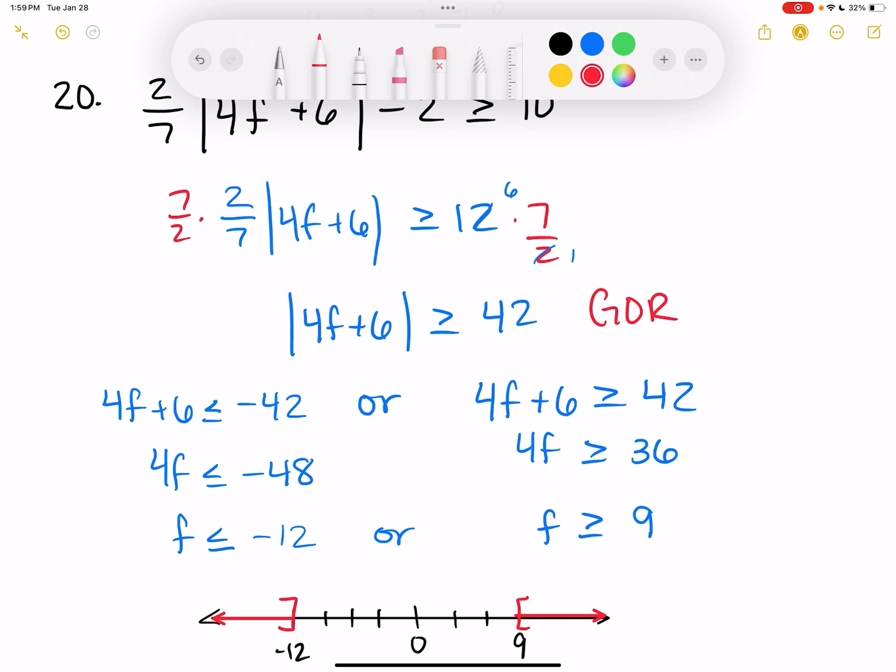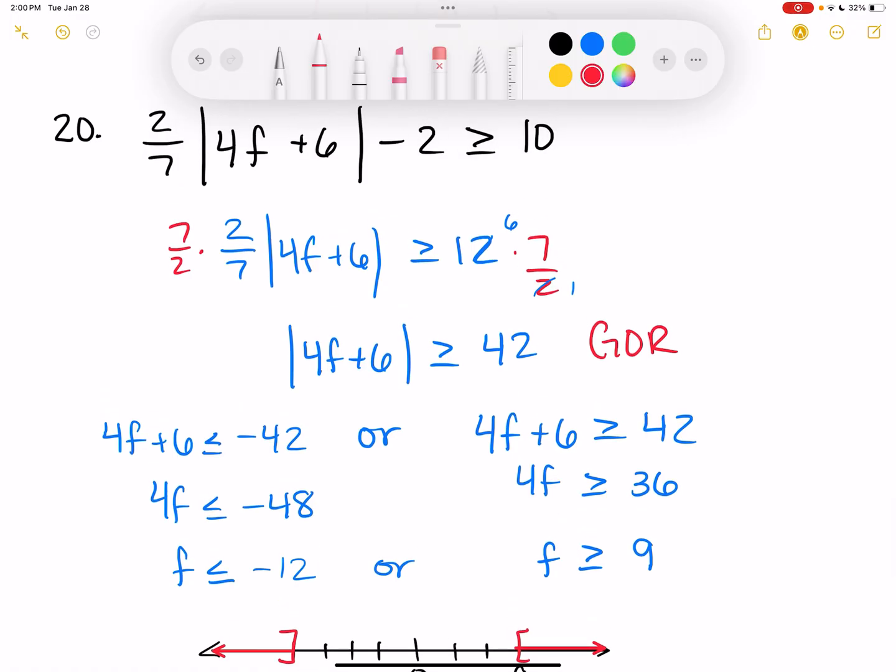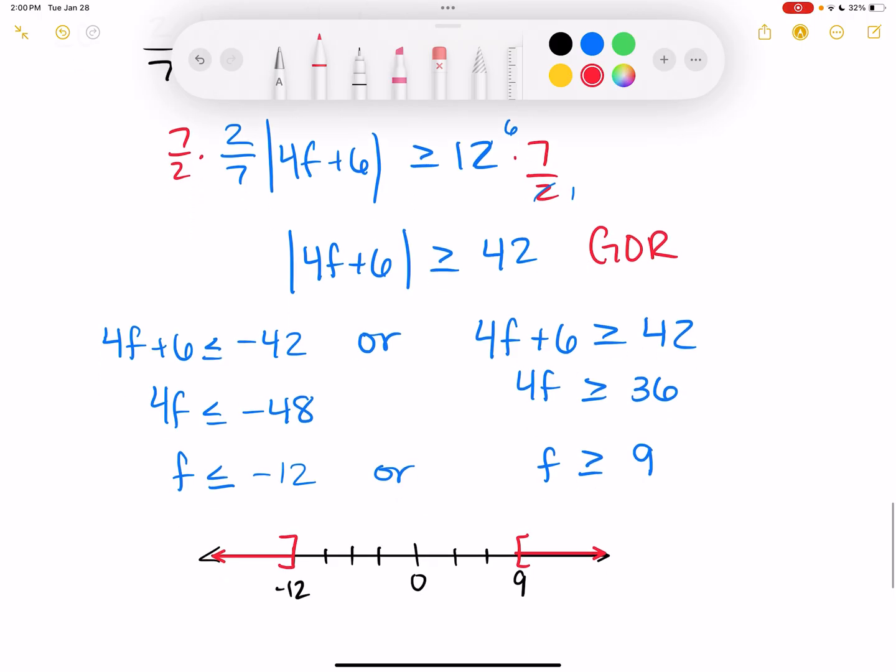Yeah, same thing. All right, so first thing we did was add the 2 over, then multiplied by 7 over 2 to give us the absolute value of 4F plus 6 is greater than or equal to 42, which at that point told us that it was an OR problem because it's greater than, so GOR. So then we split it, copy down exactly over here. On this side, we flip the inequality, change the sign on the number, and then just solve it out, subtracting 6 divided by 4. And so we got F is less than or equal to -12, or F is greater than or equal to 9. And then there's your graph there for it.